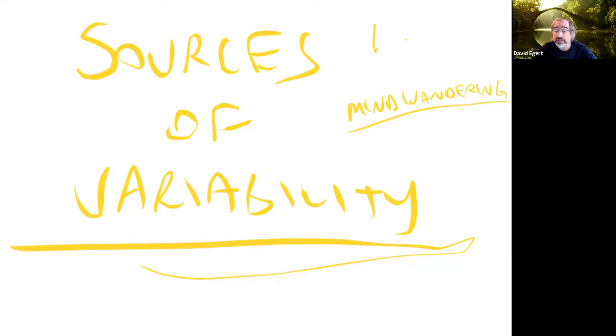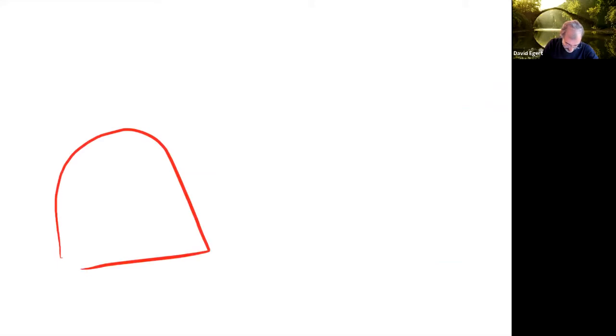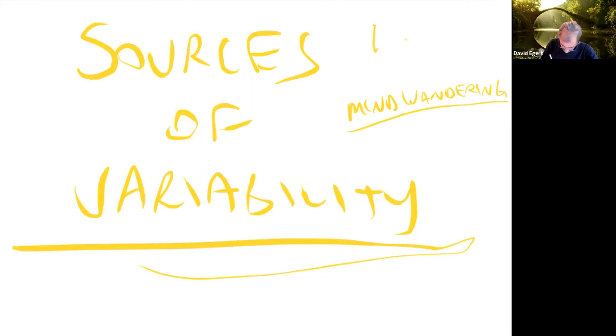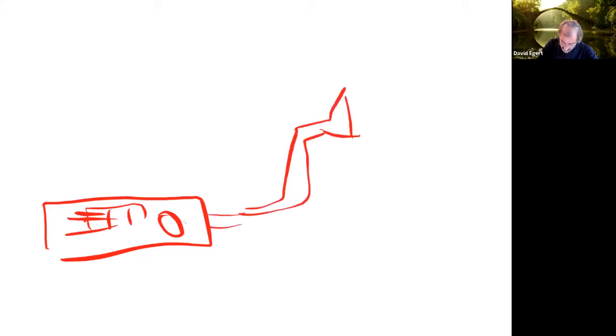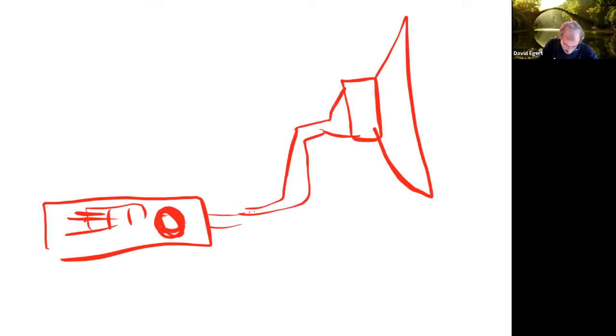So the analogy I tend to use here is, what does a modern radio look like? Good grief. Cell phone. Yeah, let's say you have a stereo. It's a nice stereo, and it's connected up to some speakers, and there's a volume control.